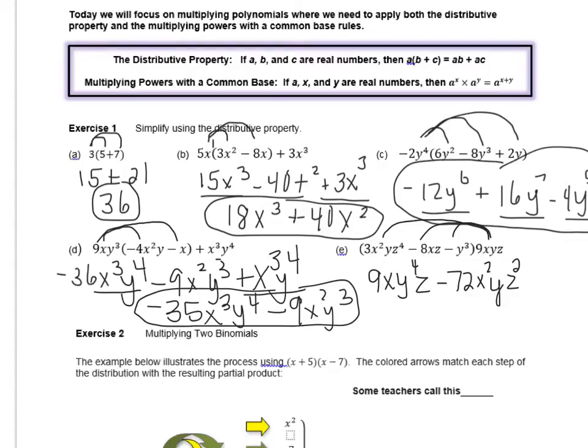9 times 3 is 27. X times x squared is x to the third. Y times y is y squared. And z times z to the fourth is z to the fifth.